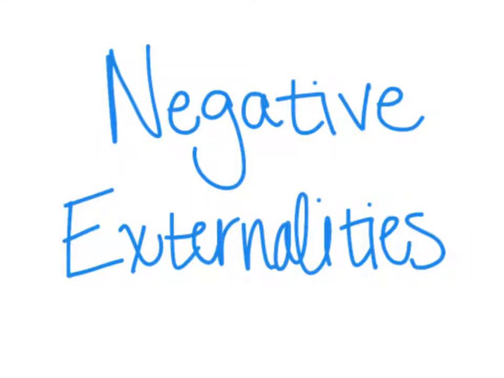Today I'm going to be talking about negative externalities. An externality is what happens when a third party experiences an effect from a transaction between a producer and a consumer. And what makes an externality negative is when it's a cost to a third party instead of a benefit.